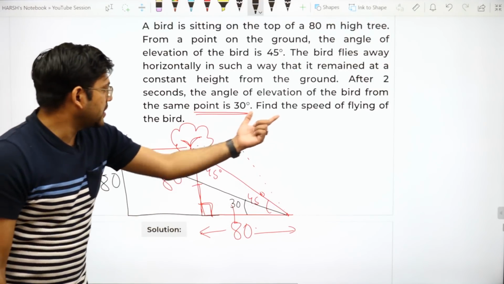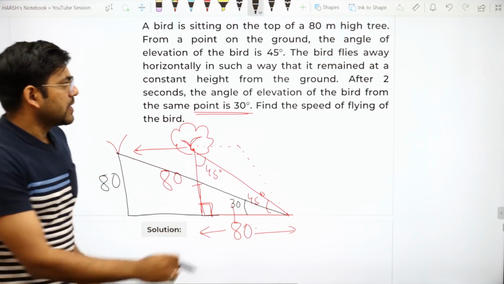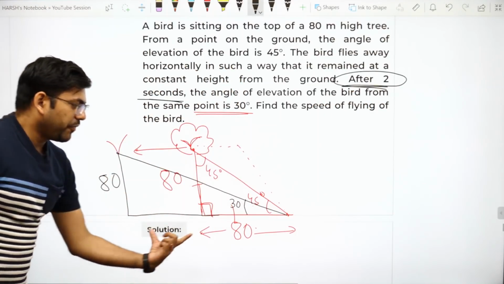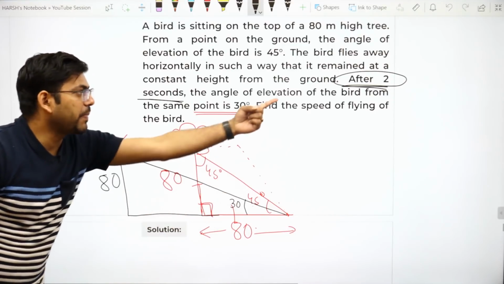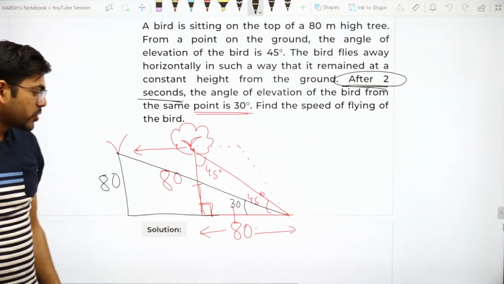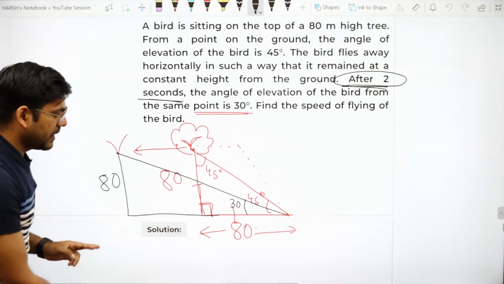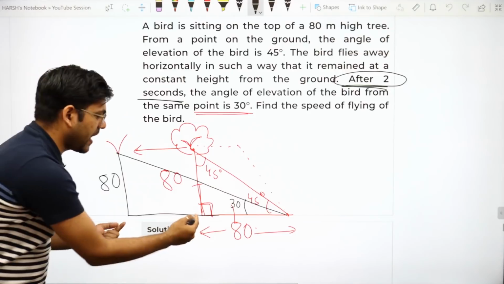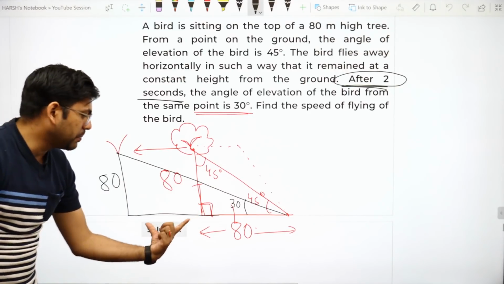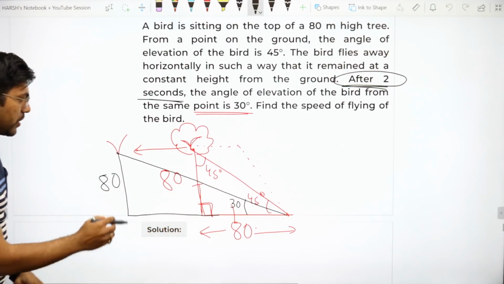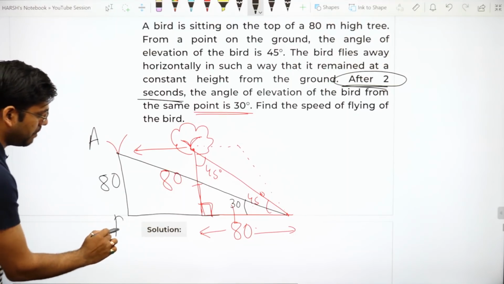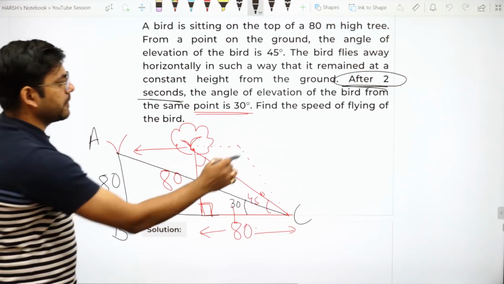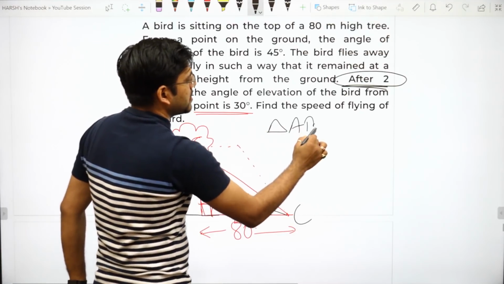Now it is saying that find the speed of flying of the bird, because this much distance is covered in 2 seconds. 2 seconds means we have the distance and we will divide it by 2, we will get the speed. So for getting the complete distance, bird flown this much distance in 2 seconds. So we have to get this much value, means this much distance. For this I'll write down A, B and let us say C.